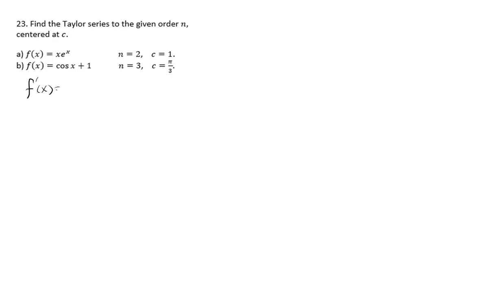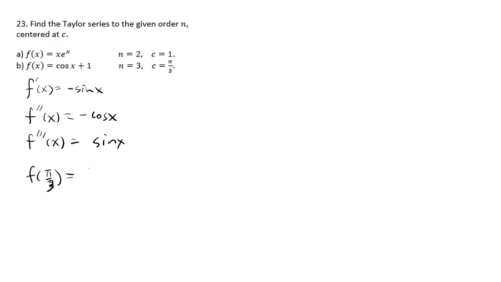f prime of x is negative sine of x. f double prime of x is negative cosine of x. And f triple prime of x is positive sine of x. And from there, we know that f of pi over 3 is cosine pi over 3 plus 1, which is 1/2 plus 1, which is 3 over 2.